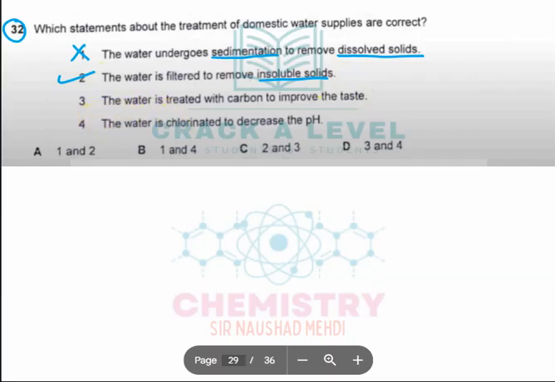Then we have the water is treated with the carbon to remove the taste. Yes, carbon is used to remove the taste from the water. And the water is chlorinated, as you all know, to kill the germs and bacteria, not to decrease the pH. So this is incorrect. So option C is the correct answer for this one.